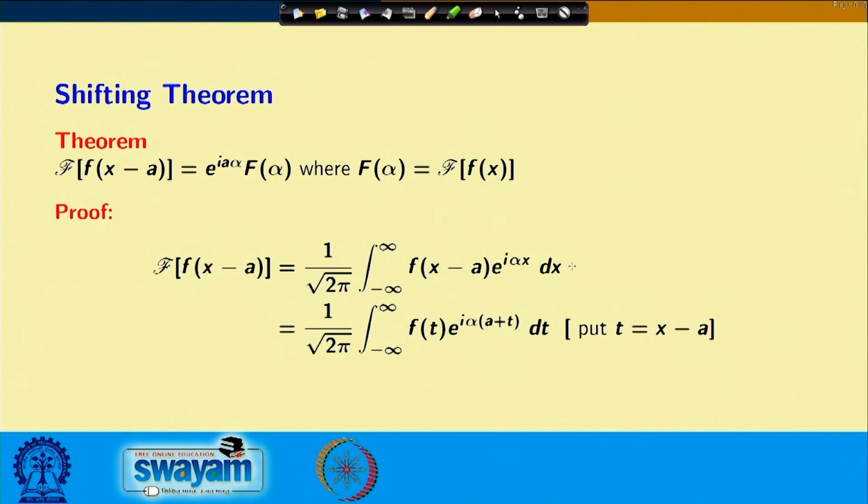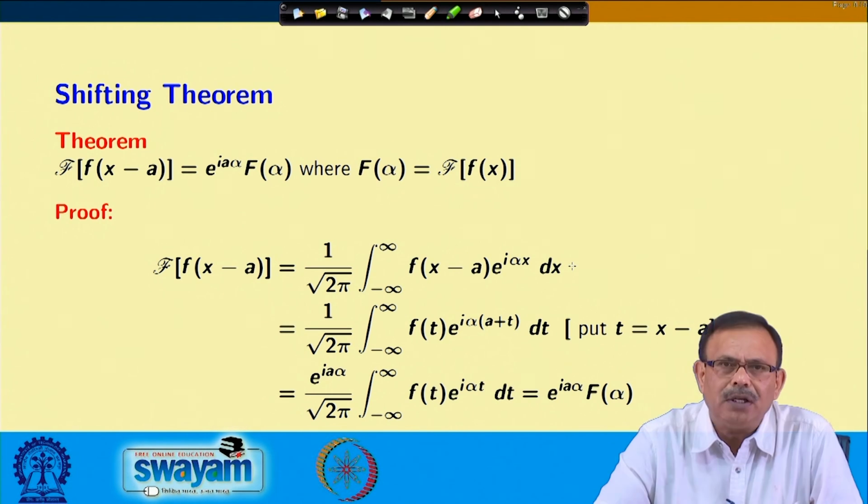e power i alpha a is a constant term independent of t, so you can bring it outside the definite integral. So, this equals e power i alpha a by root over 2 pi integral from minus infinity to infinity, and this integral is nothing but the Fourier transform of f x. So, this equals e power i alpha a into capital F of alpha, where capital F of alpha is the Fourier transform of f x. So, this completes the proof of the shifting theorem.